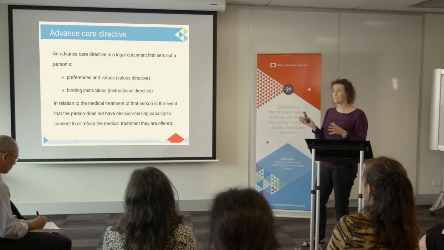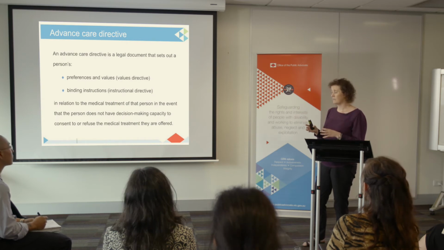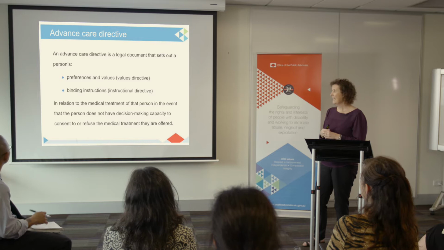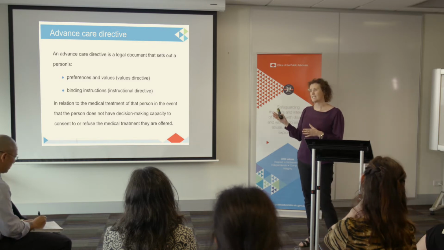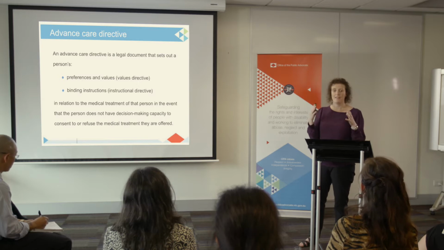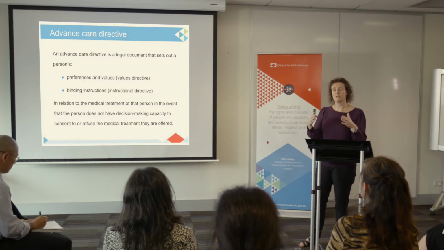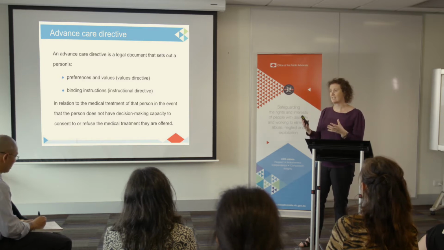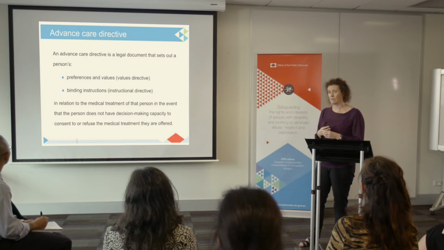So an advanced care directive can only be in relation to the medical treatment of that person, and it's for in the event that they lose decision-making capacity. That will then inform in the future what that person has consented to or refused for their medical treatment.